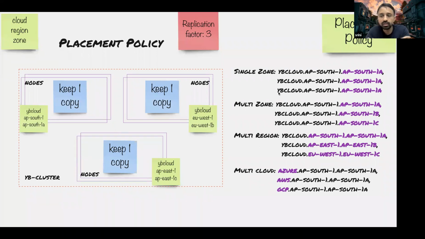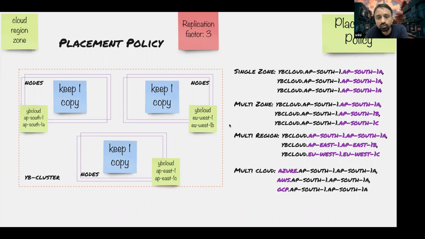So that's what the formula says, right? If the replication factor is 3, you would be able to withstand one copy failure. So if the entire zone goes down in this case, if AP South 1A goes down or one of the AZs goes down, still the cluster would be operational, it would continue to serve read and write traffic, right?